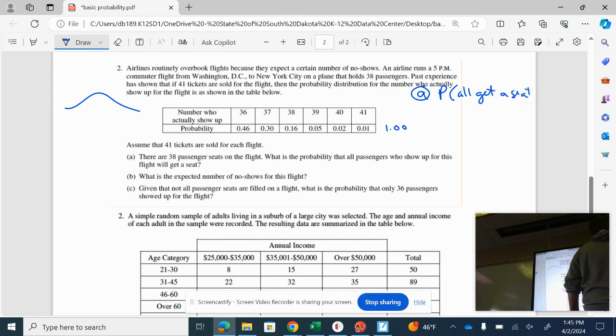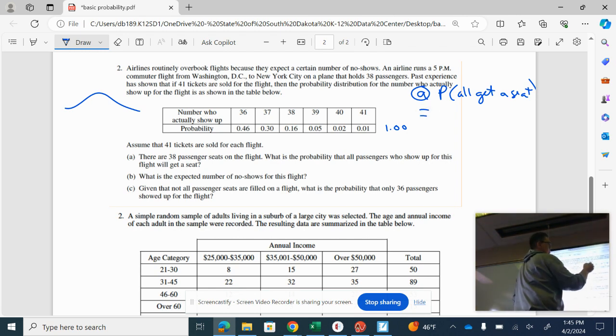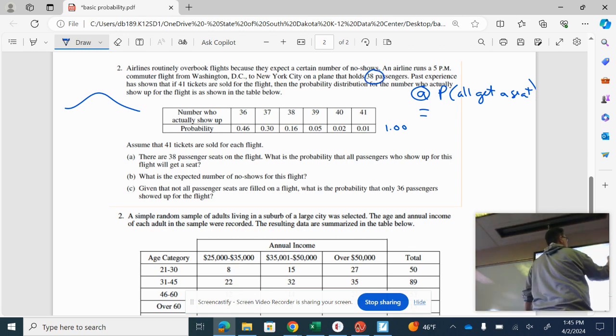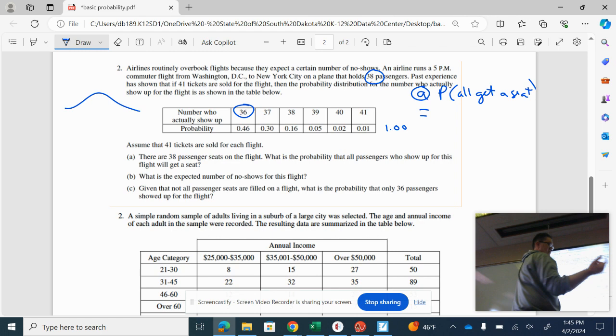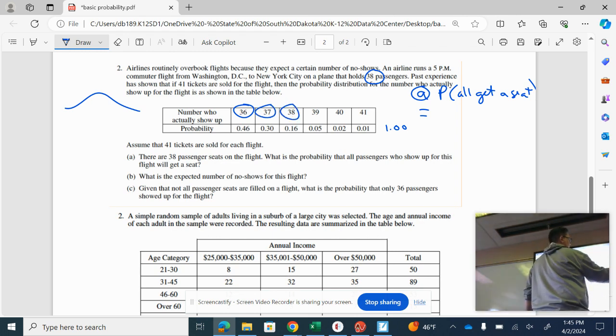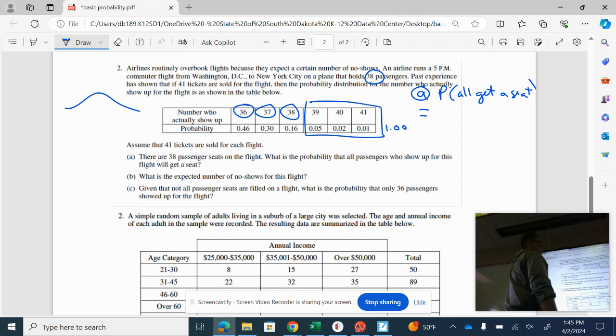Right. So what are we actually talking about? Well, if there's 38 seats, then 36 could show up, 37 could show up, 38 could show up, but we can't have any of these. So none of those can occur in that scenario.